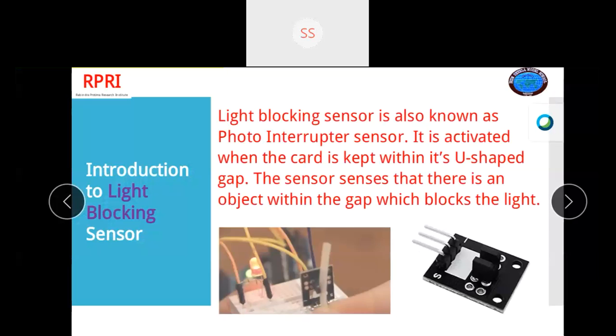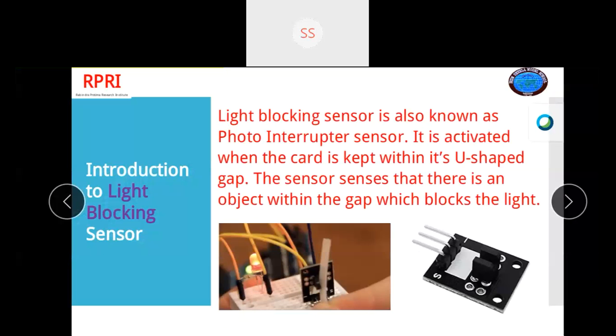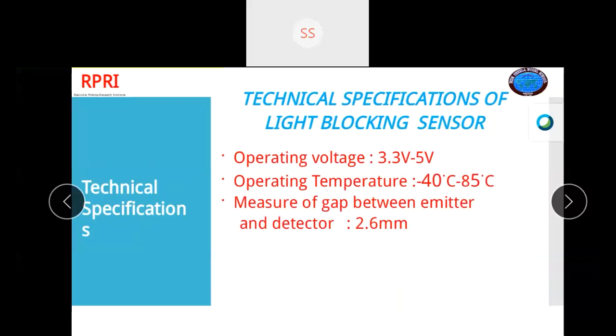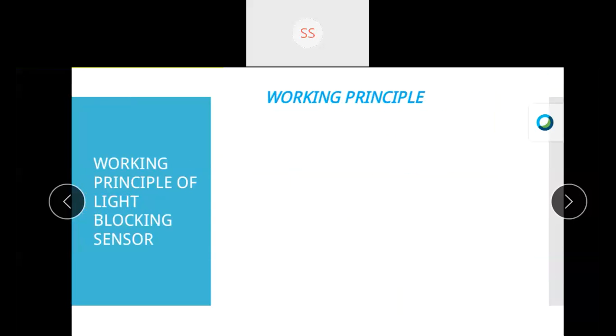So here is a picture of light blocking sensor and a picture of the working light blocking sensor. Here you can see that this is the card and these are the two terminals. So we will proceed to the next slide. Now, technical specifications of light blocking sensor. Operating voltage is 3.3 volts to 5 volts. Operating temperature is minus 40 degrees Celsius to 85 degrees Celsius. The gap between emitter and detector is 2.6 millimeter.